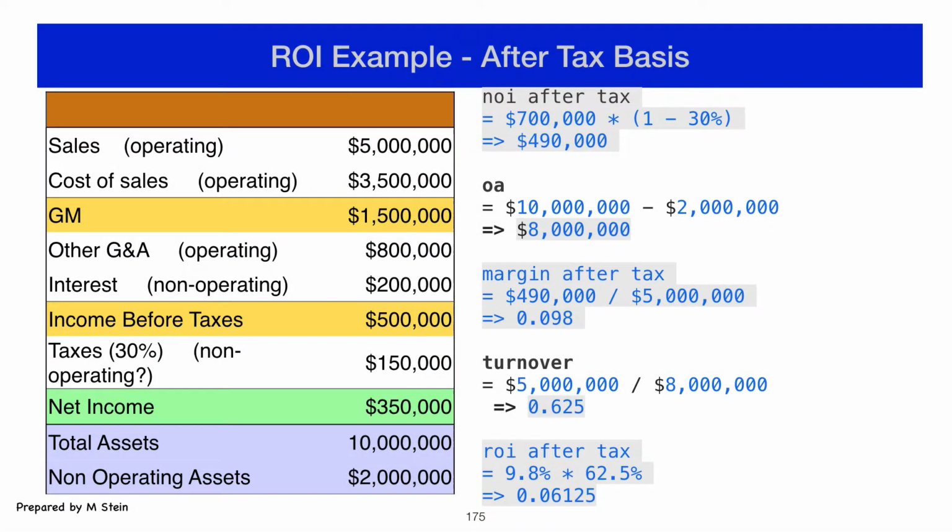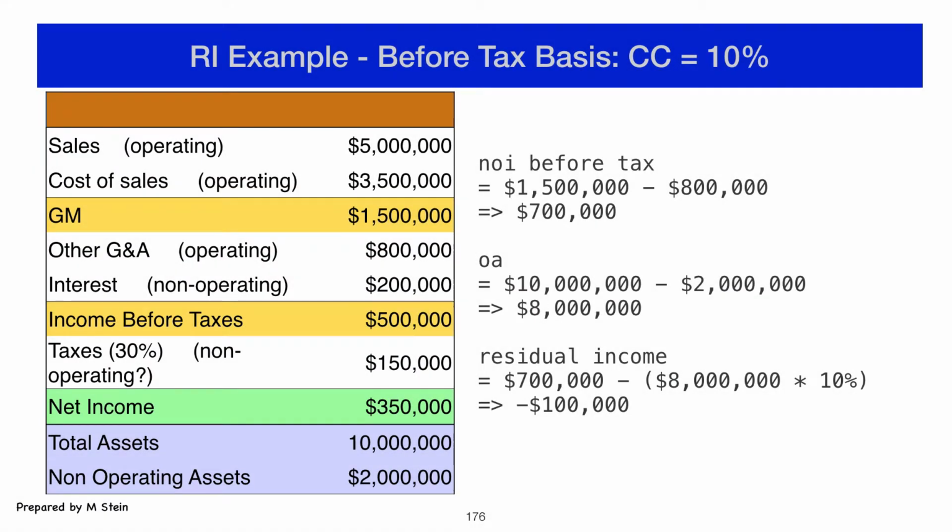Some analysts prefer to do this on an after-tax basis. We proceed by calculating the net operating income after tax. So we take the $700,000 and multiply it by 1 minus the tax rate to get $490,000. So notice we're excluding the tax shield provided by interest. Operating assets stay the same at $8 million. The margin on an after-tax basis is $490,000 divided by $5 million, or 9.8%. The turnover does not change, and the return on investment after tax is 9.8% times 62.5%, or 6.125%.